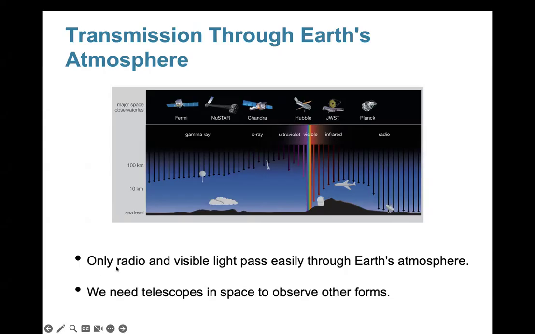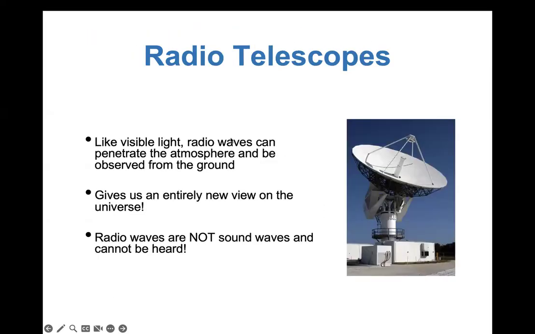Okay. And then the quick summary: only radio and visible light pass easily through Earth's atmosphere. We need telescopes in space. So for radio telescopes, I just wanted to do a rundown on them, and then we'll finish with a particular space telescope. Like visible light, radio waves can penetrate the atmosphere and be observed from the ground. This gives us an entirely new view of the universe, right? So we're not looking at the visible light signal, we're looking at the radio signal.